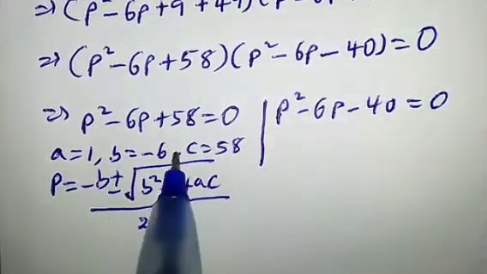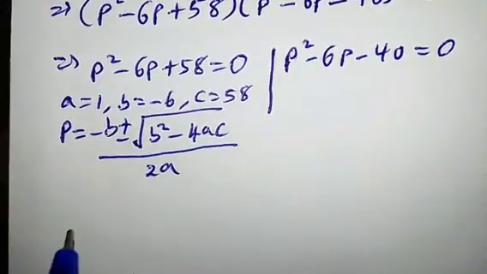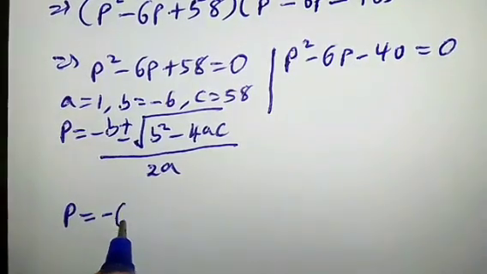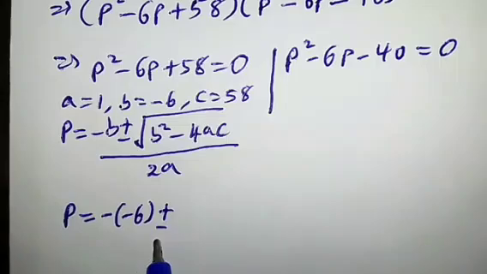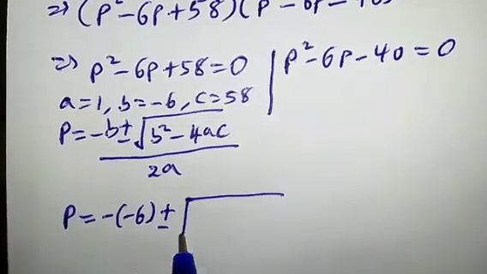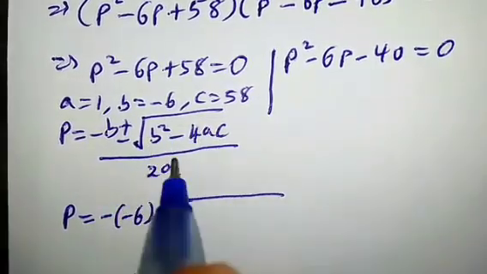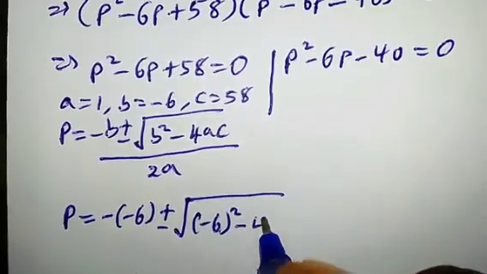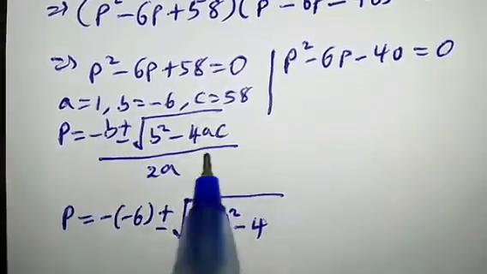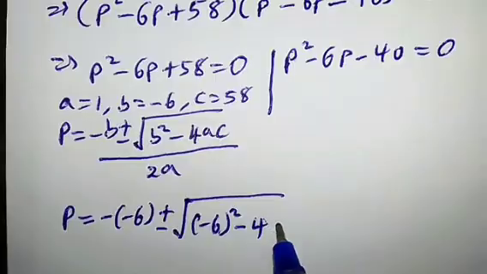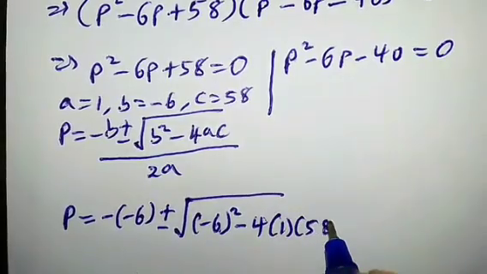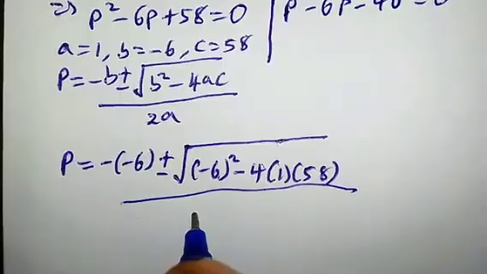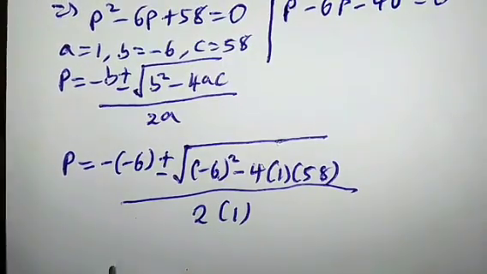So plugging these values into the right-hand side, we're going to have p equal to negative of negative 6, plus or minus the square root of b^2, that will be negative 6 all squared, minus 4 times a, which is 1, times c, which is 58, everything divided by 2 times 1.